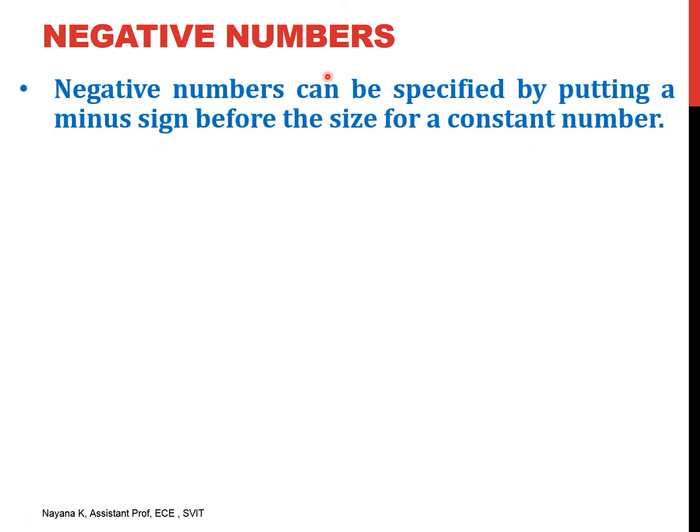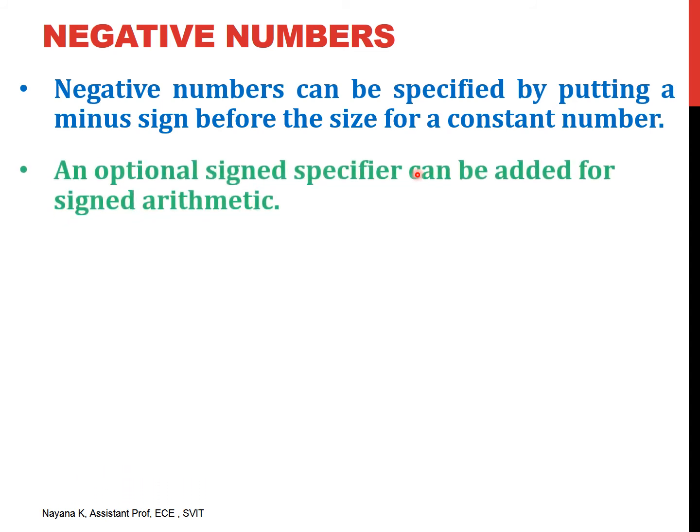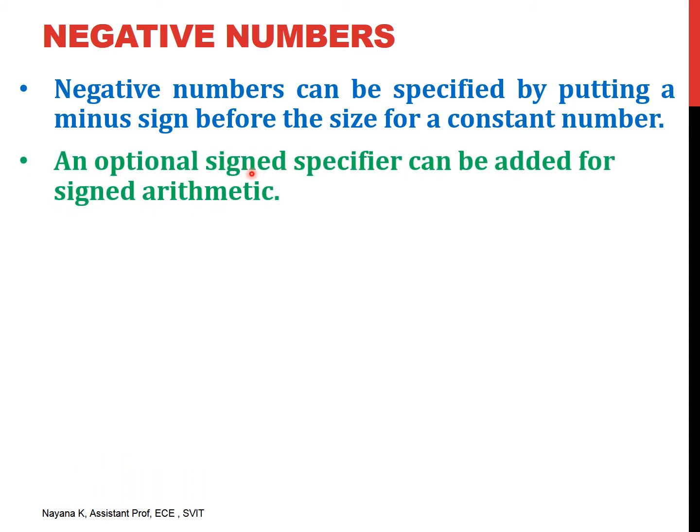Negative numbers can be specified, as we all know, by putting a negative sign or a minus sign before the size for a constant number. We can use an optional signed specifier, that is, the keyword signed for signed arithmetic. Signed numbers can be both positive and negative. Unsigned numbers are only positive numbers. So using the keyword signed, we can use both positive and negative numbers.